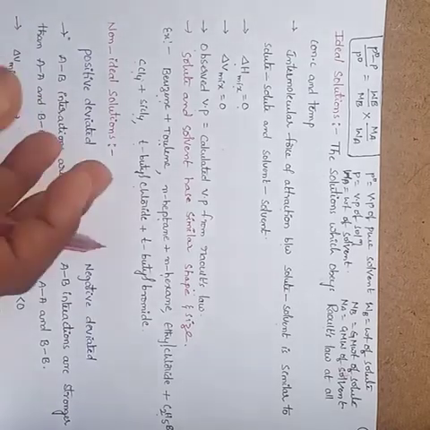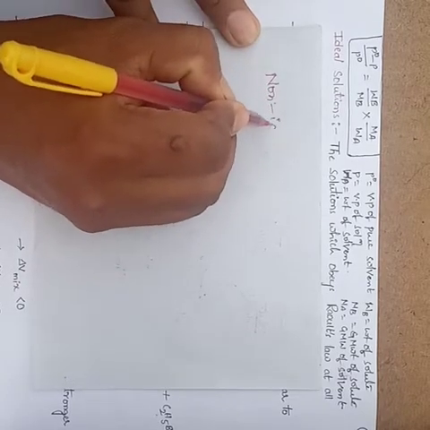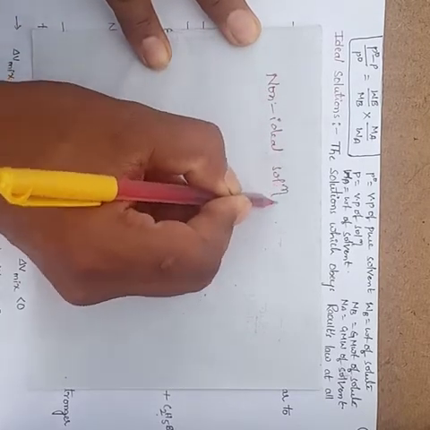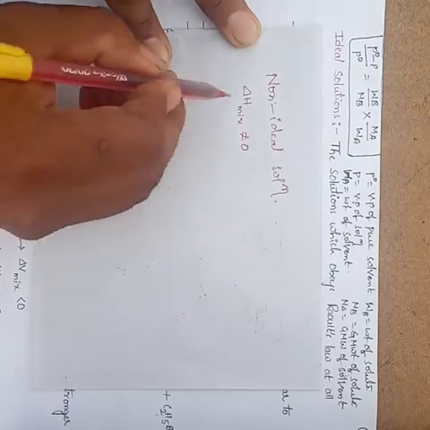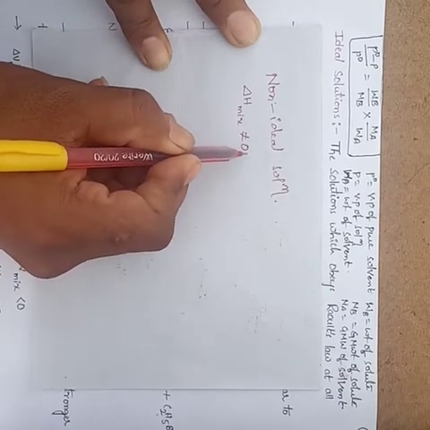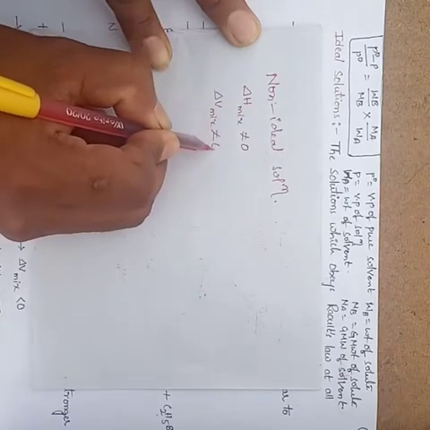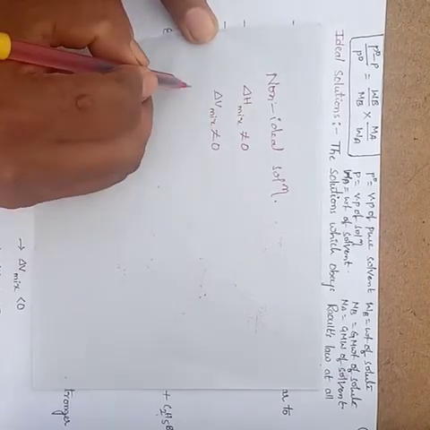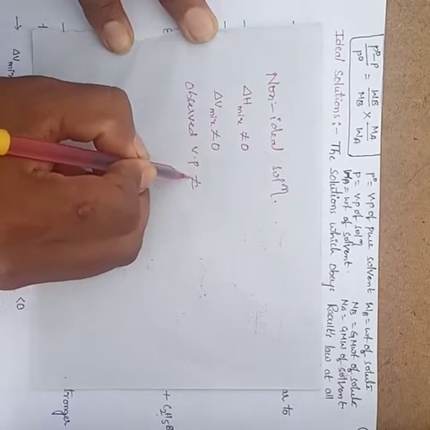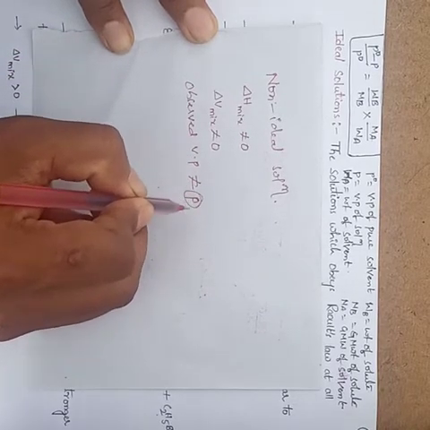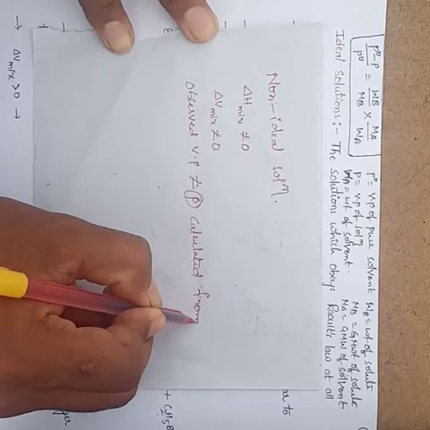And change in enthalpy of mixture for non-ideal solutions: in non-ideal solutions, change in enthalpy of mixture does not equal zero. It indicates it may be greater than zero or less than zero. Change in volume of the mixture also does not equal zero. And here the observed vapor pressure is also not equal to the vapor pressure calculated from Raoult's law.